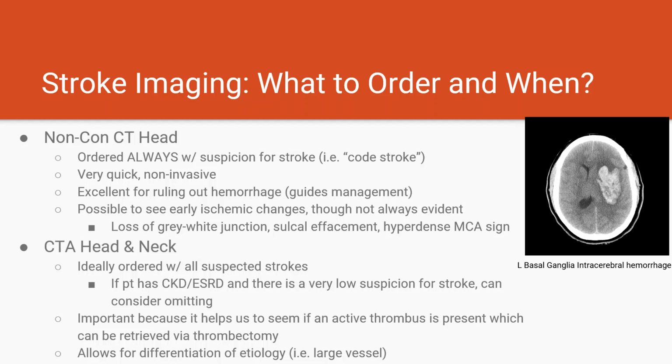For one, it allows us to visualize if an active thrombus is sitting in the vessel, which we can go after with thrombectomy, and it also is very helpful in the post-stroke workup when determining etiology. So these are the two imaging tests ordered in pretty much every acute stroke workup, but we do have a couple other options that we use in certain situations.